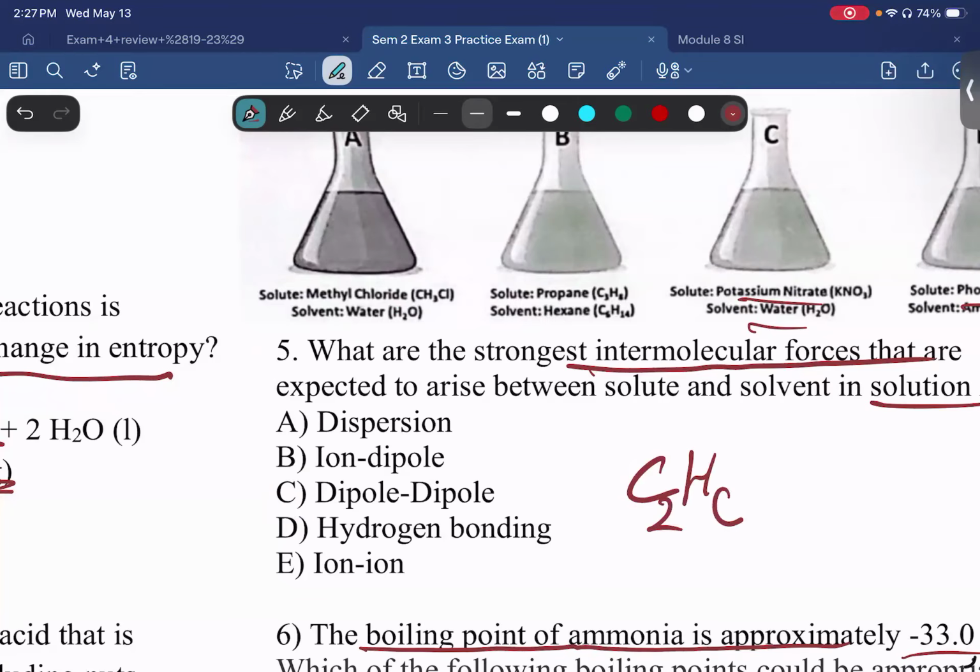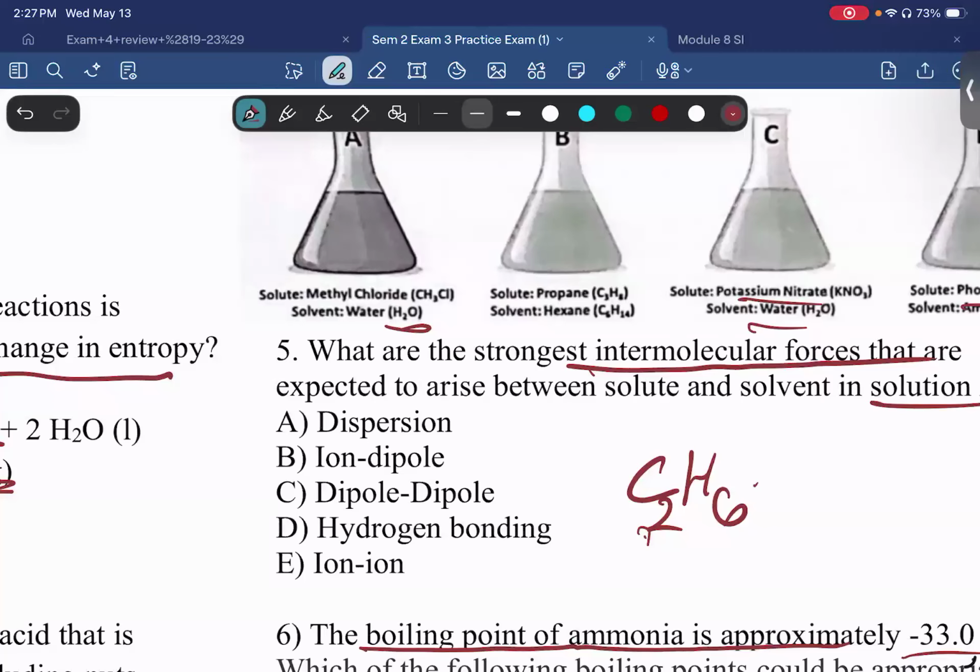If instead of it being water, let's say it was ethane. Ethane is C2H6, right? The highest intermolecular force between the two would just be dispersion, because ethane's only force is dispersion, whereas methyl chloride has dispersion and dipole. Does that make sense?